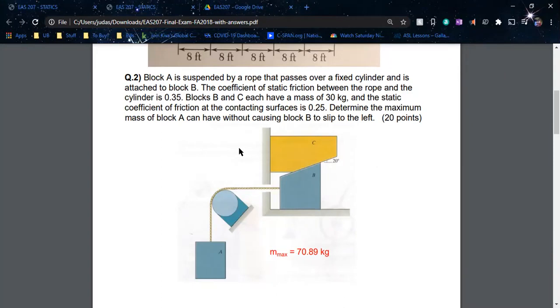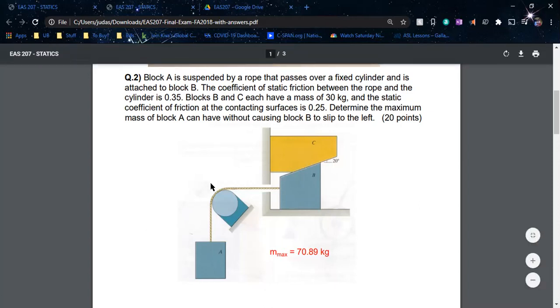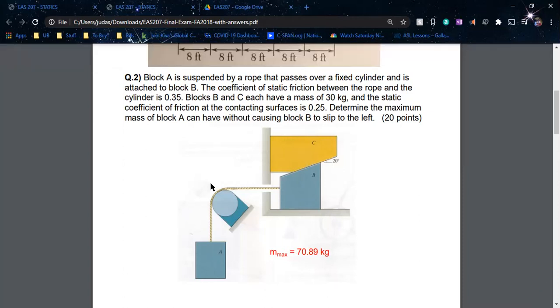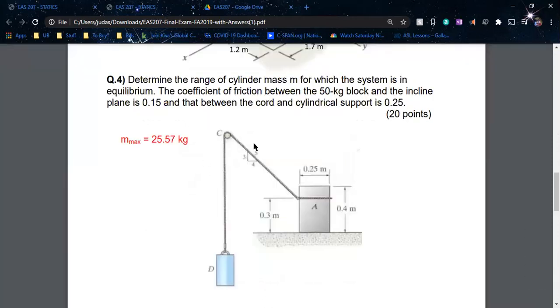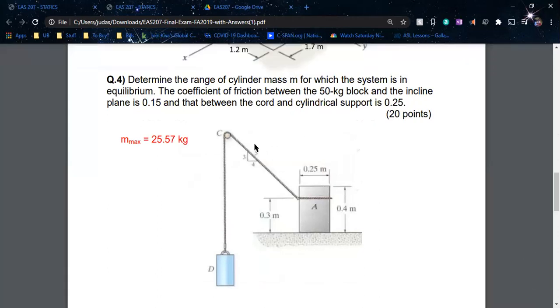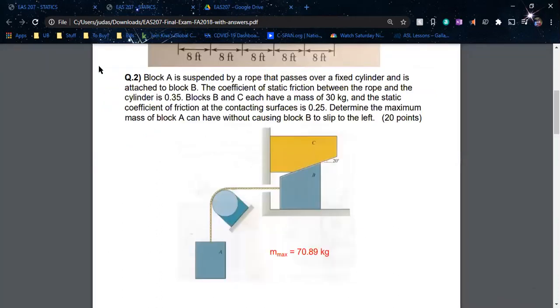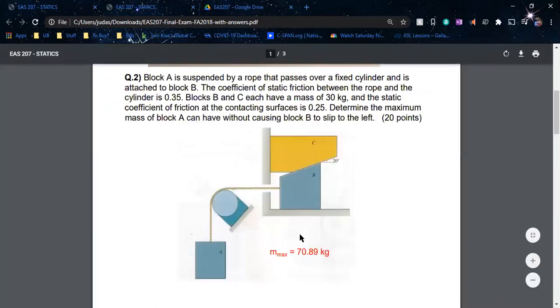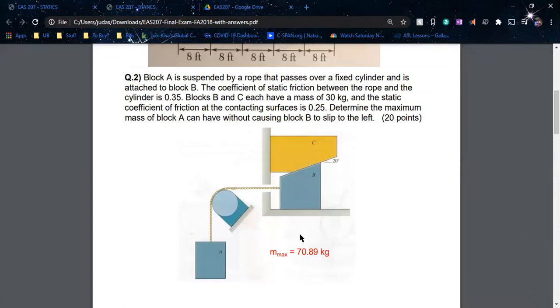They involve similar concepts, so both of them have a cylinder, basically a pulley with friction that you're going to have to work with. But this problem involves free body diagrams for wedges, which I think can be a little more confusing. Whereas with the tipping and slipping problem, the free body diagram is a bit easier, and you just need to know what you're looking for when you do a problem like that. So I'll start with this one, question 2. Like I said, I'm going to go through this one in its entirety.